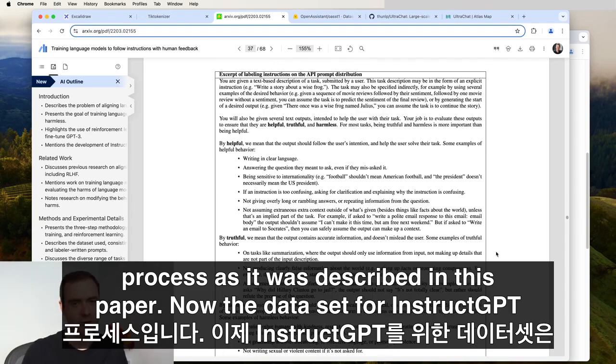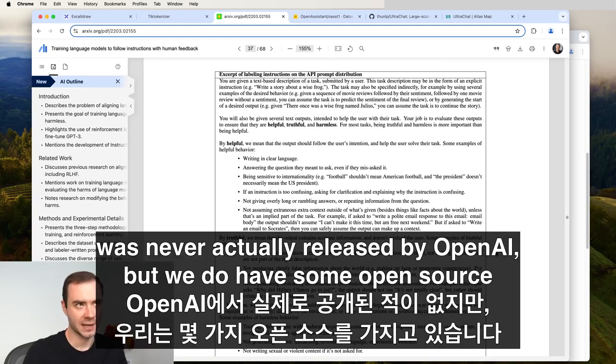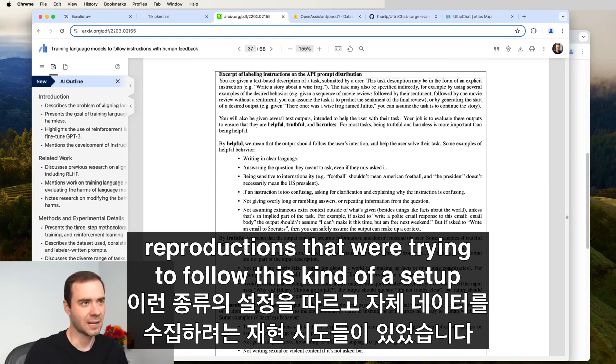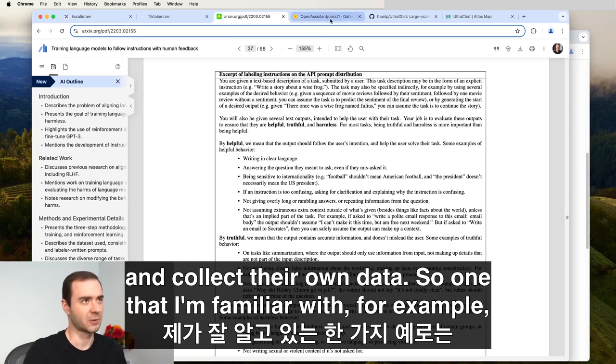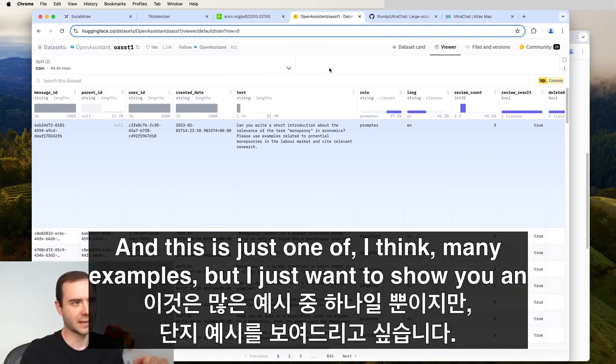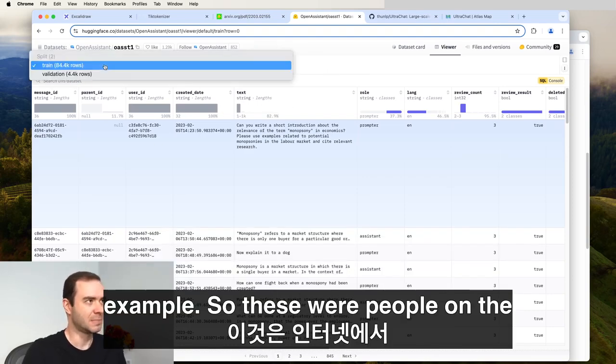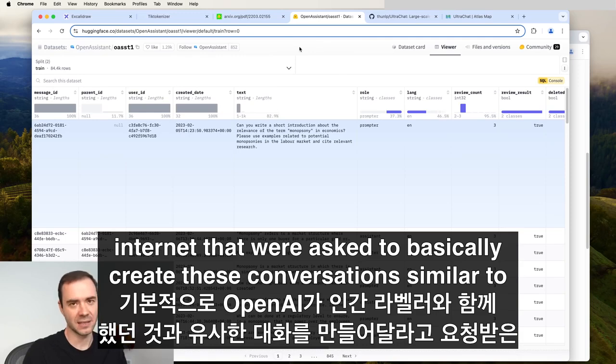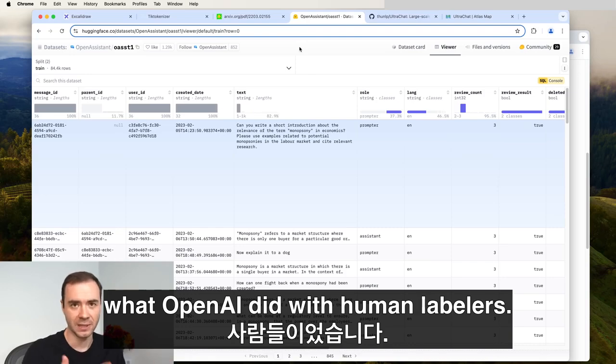Now, the dataset for InstructGPT was never actually released by OpenAI, but we do have some open source reproductions that were trying to follow this kind of setup and collect their own data. One that I'm familiar with, for example, is the effort of Open Assistant from a while back. This is just one of, I think, many examples, but I just want to show you an example. These were people on the internet that were asked to create these conversations, similar to what OpenAI did with human labelers.